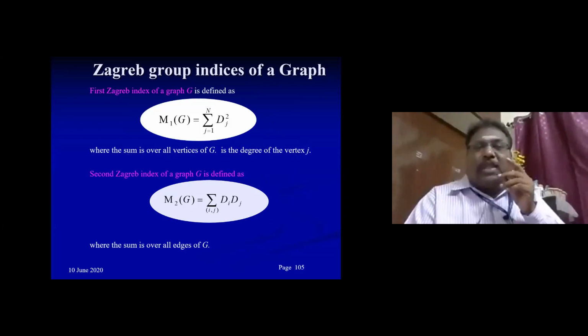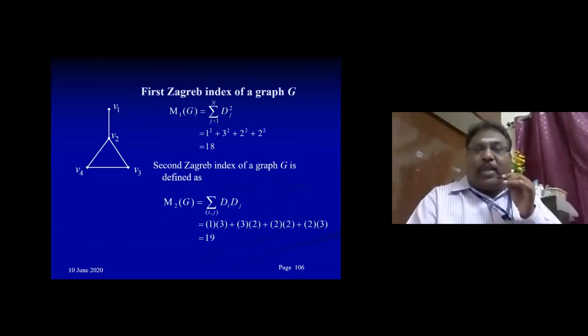This is to say that the Zagreb index is also a very old one. It is the sum of the squares of the degrees, di square. So for the first graph which we took, I remember it was 18. The Zagreb index is 18 here. Then the second Zagreb index and so on.